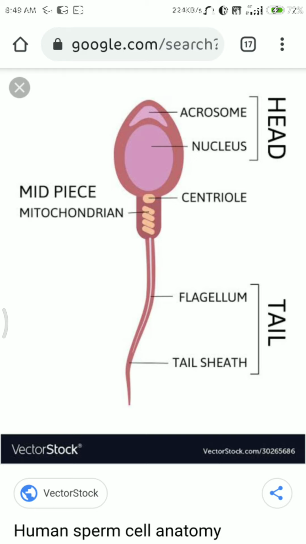So this is the structure of sperm. We are basically saying two parts, but it also has the middle part, so you can say it is divided into three parts: head, middle, and tail. Yes, this is the structure of sperm.